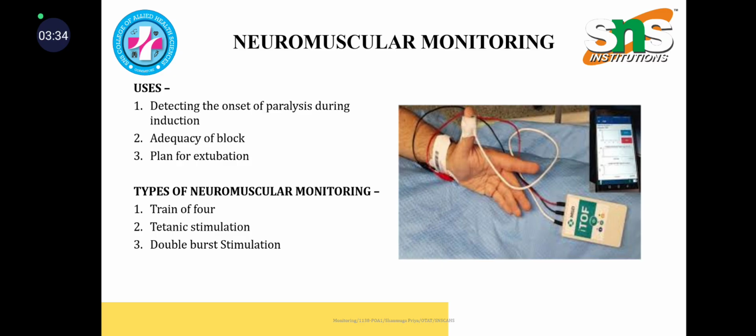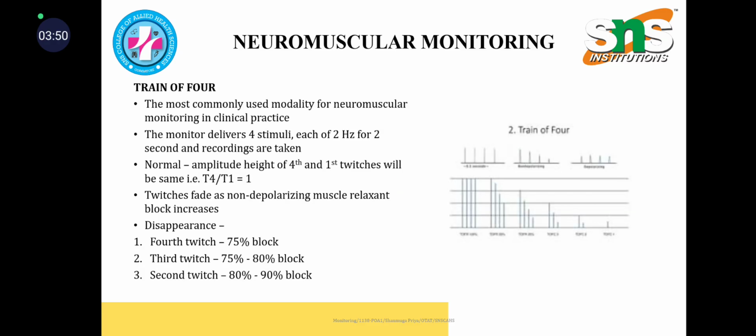Types of neuromuscular monitoring: we have mainly three types. Train of 4, tetanic stimulation, and double burst stimulation. In this, the train of 4 is the most commonly used method of neuromuscular monitoring. So, train of 4 is the most commonly used modality for neuromuscular monitoring in clinical practice.